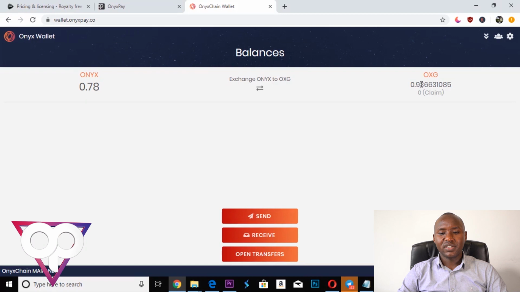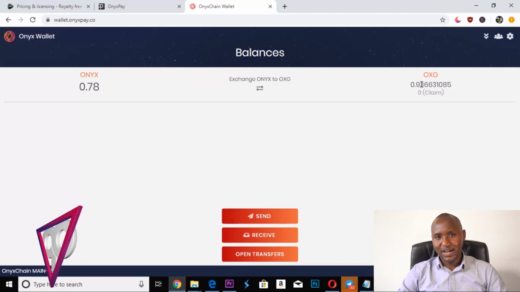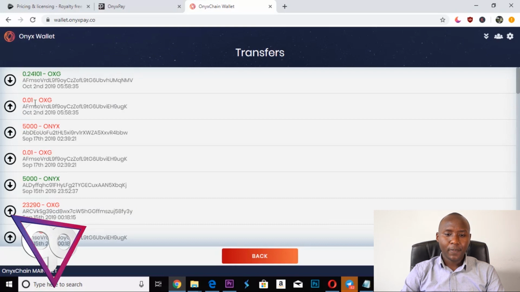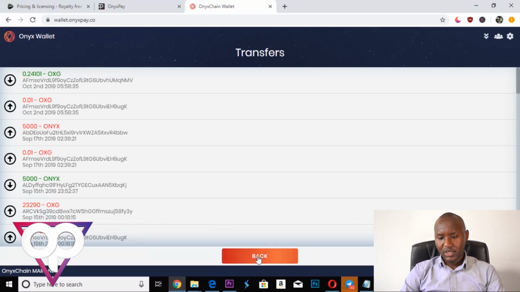Anytime you're doing a transaction, you need 0.01 of Onyx Gas. You can see here that any transaction that happens here, 0.01 of OXG is actually consumed. But you don't have to worry about buying Onyx Gas, simply because as long as you have some Onyx in your Onyxchain wallet, then you will continue accumulating OXG.